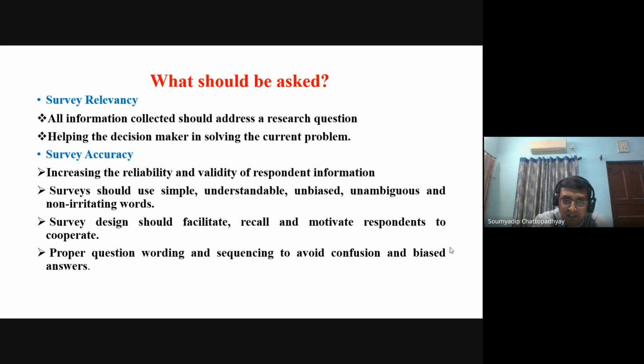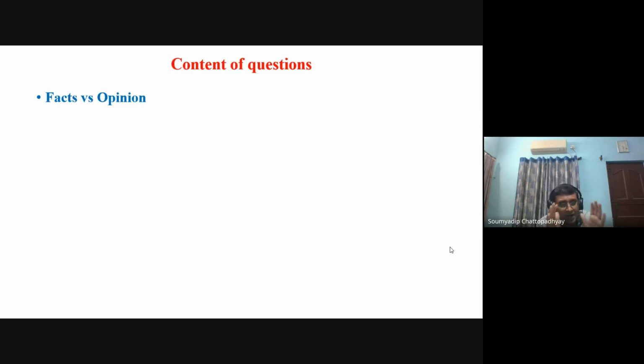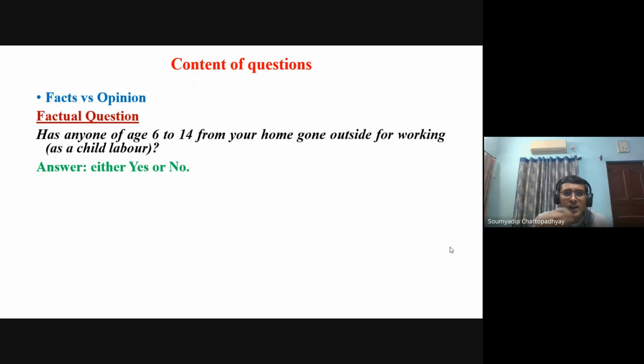Proper question wording and sequencing is also very crucial to avoid any kind of confusion and biased answers. Now regarding the content of the questions, generally we need to be very careful about the distinction between facts versus opinion. Now why is this important? Let me give you an example. This is an example of a factual question. Suppose you are doing a survey on, say, the incidence of child labor in your village or in your city.